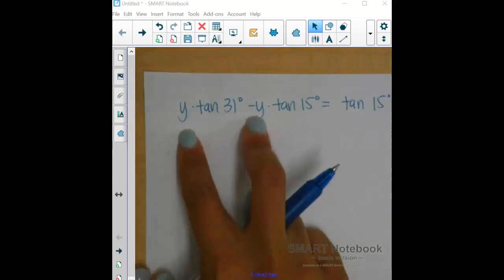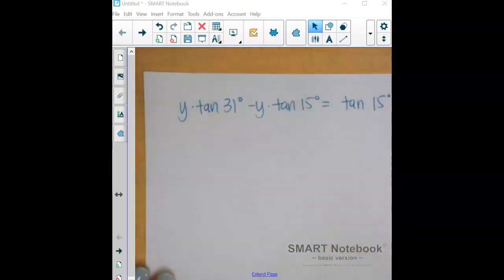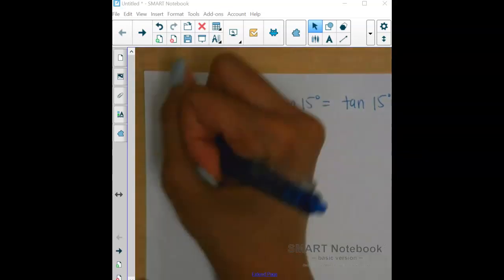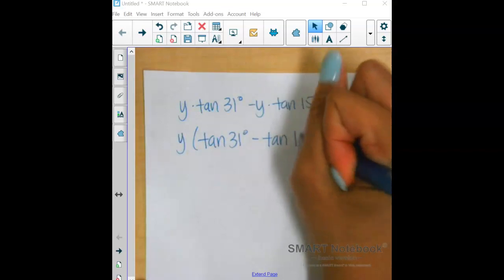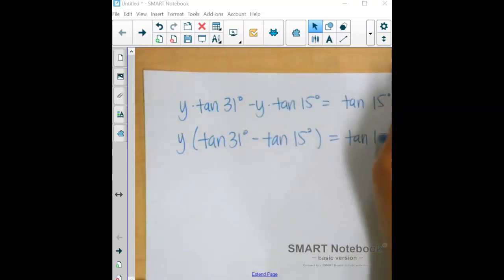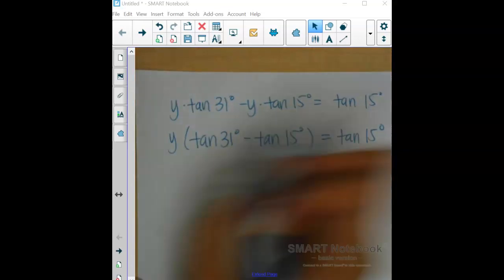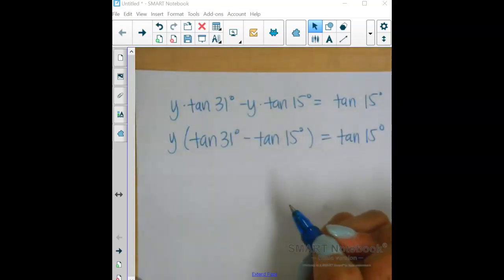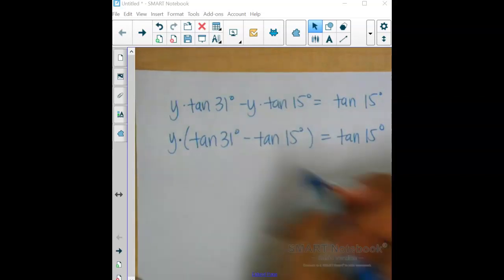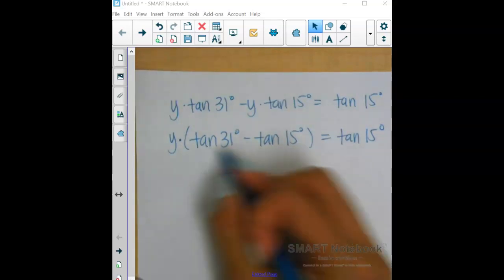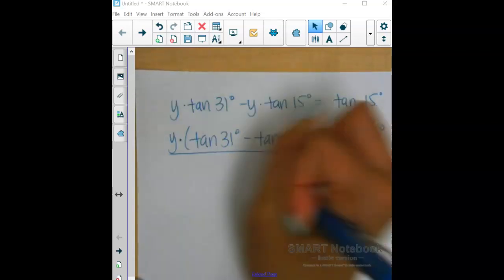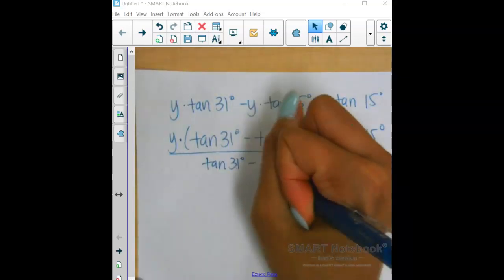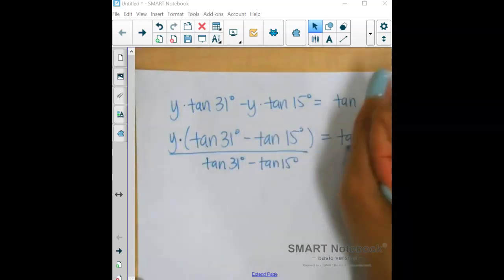I have two y's. I'm almost there. I need to actually just get one of these y's instead of two. So how do we get both of these y's to become 1? Think back to algebra 1. We're just going to factor. Y times tangent of 31 degrees minus tangent of 15 degrees. So from here, I have one y, pretty much almost by itself. It's being multiplied, or you could distribute it, by this whole binomial, which is tangent of 31 minus tangent of 15. The opposite of multiplying is to divide both sides by tangent of 31 degrees minus tangent of 15 degrees. So this whole little binomial.